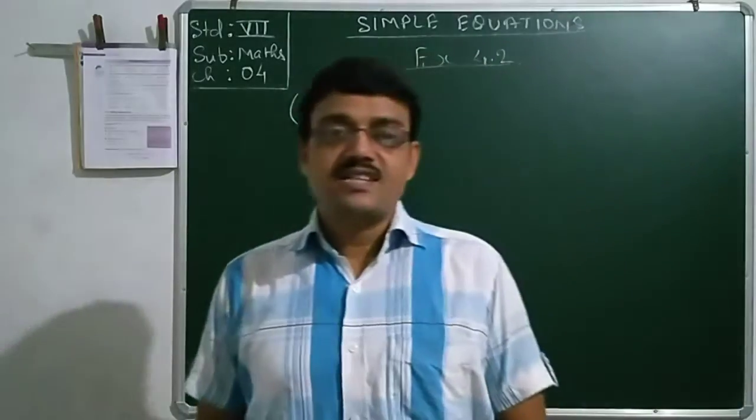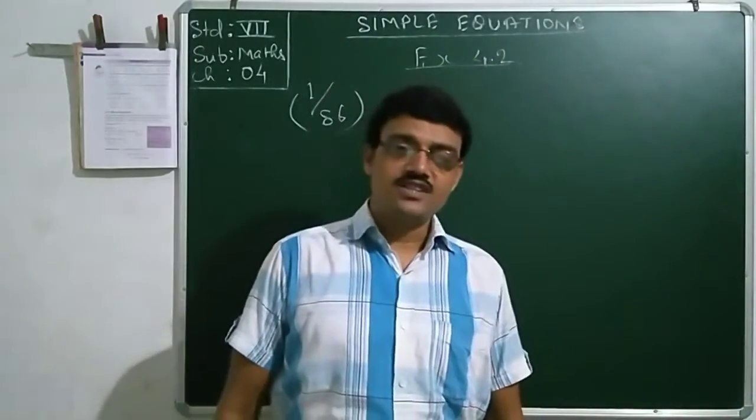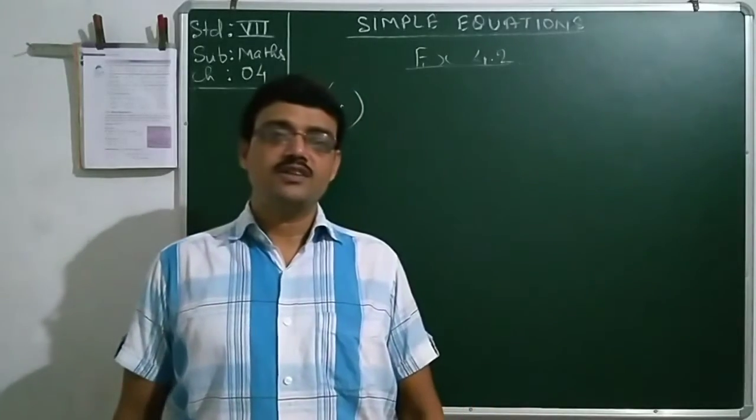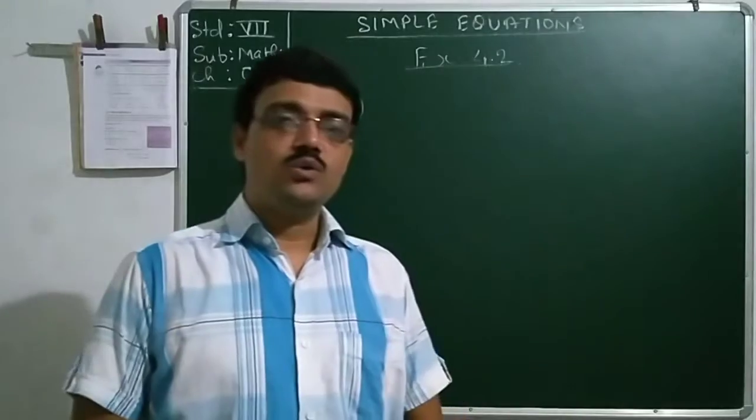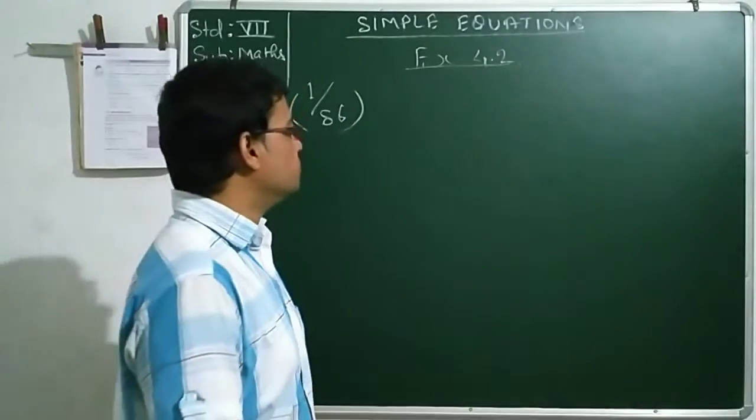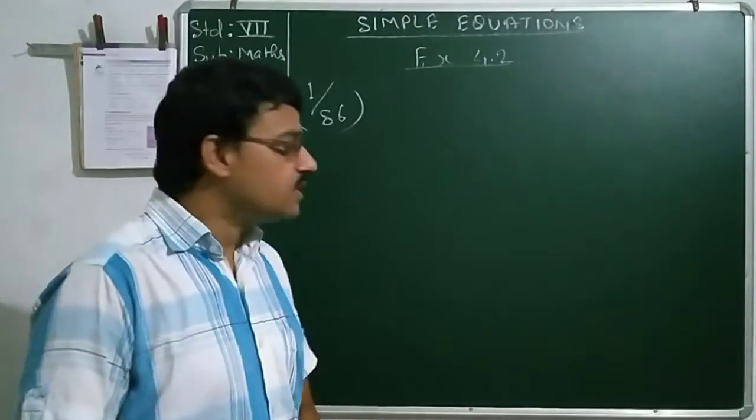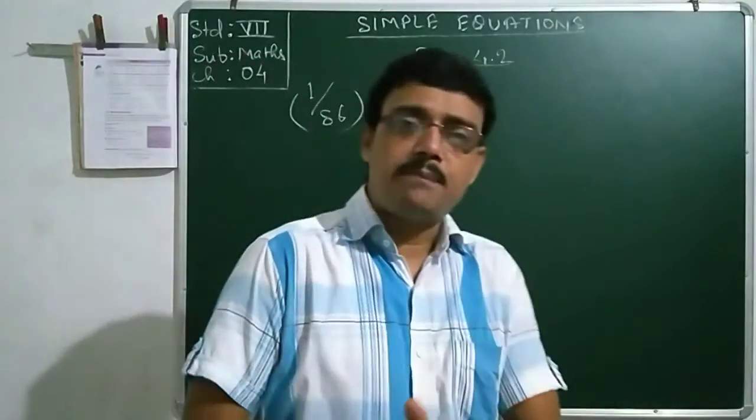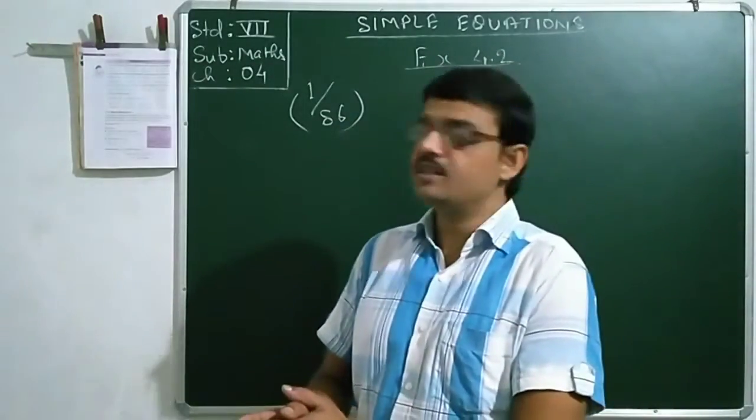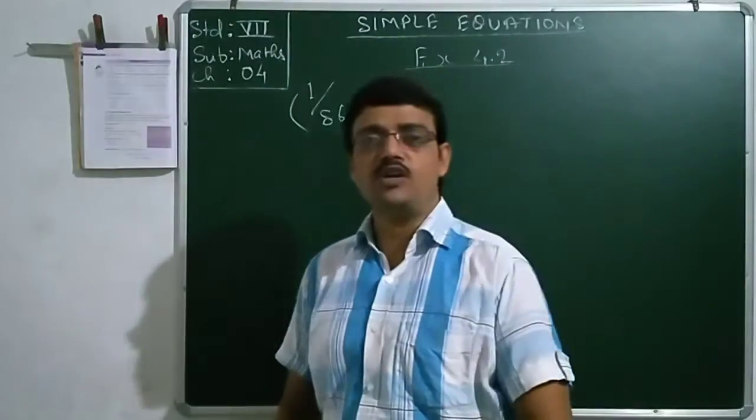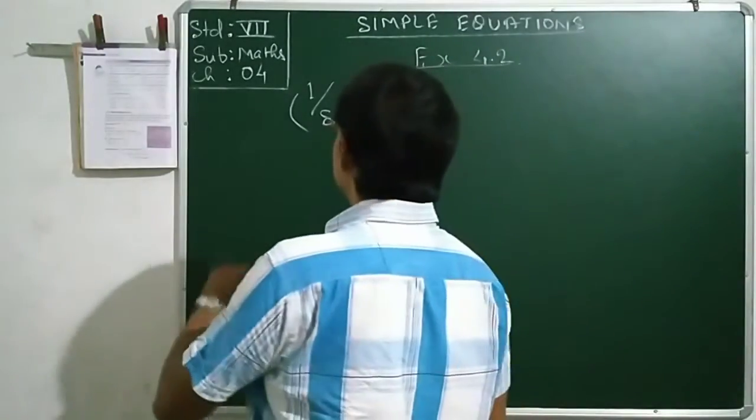In the previous class I had explained you exercise 4.1 of Maths for Standard 7. Today I will explain you exercise 4.2. In this exercise I will explain you how to separate the variable from the given equation and then find out the value of that variable.